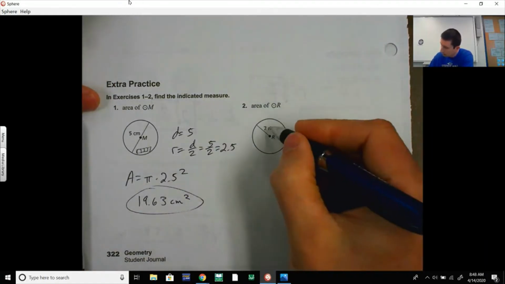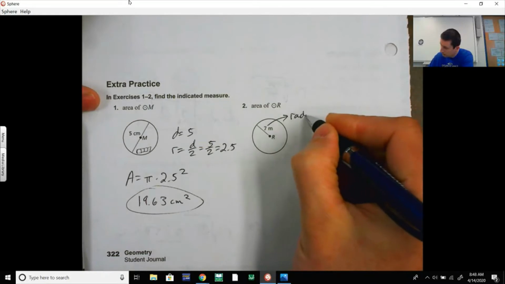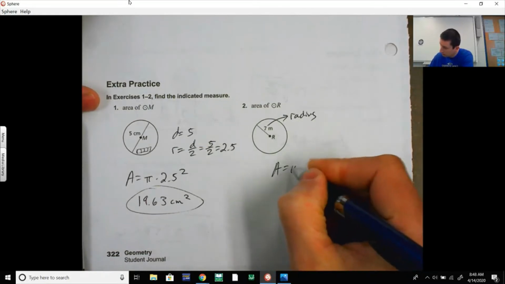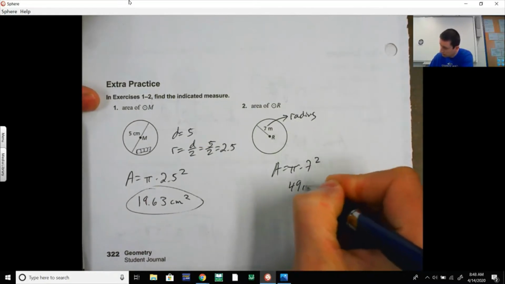Area of circle R, the radius is 7. So the area equals pi times 7 squared, so it's going to be 49 pi.